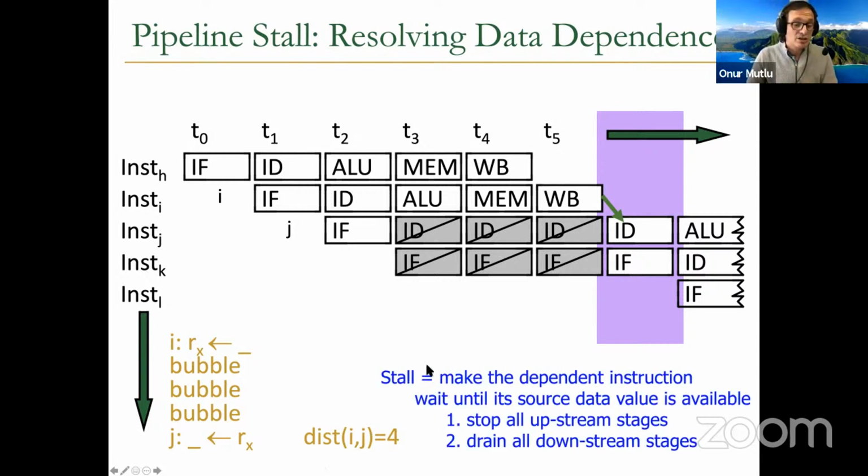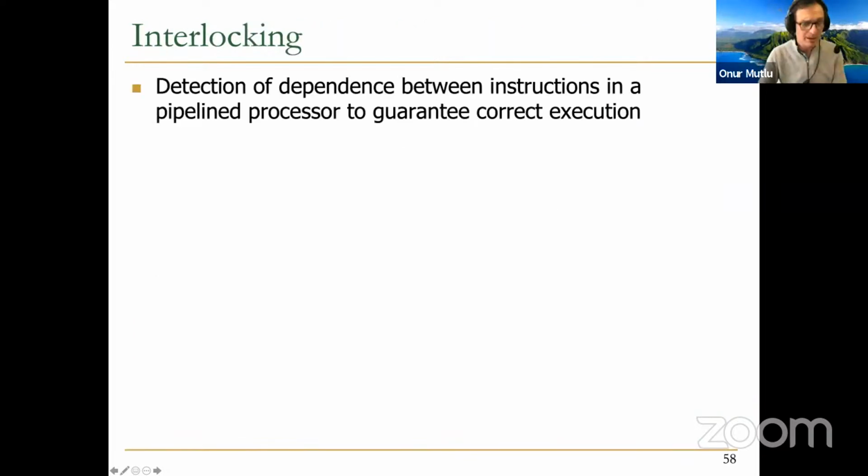So essentially, what is a stall? A stall makes the dependent instruction wait until its source data value is available in the register file. To be able to do that, you need to stop all upstream stages and drain all downstream stages. Downstream stages mean instructions that are already in the pipeline need to continue so that they can write to the register file, etc. But instructions that are just at the beginning of the pipeline that are dependent and beyond need to stay. You need to wait, basically. That's called stalling. And there are multiple approaches to stalling. I'm going to cover this.